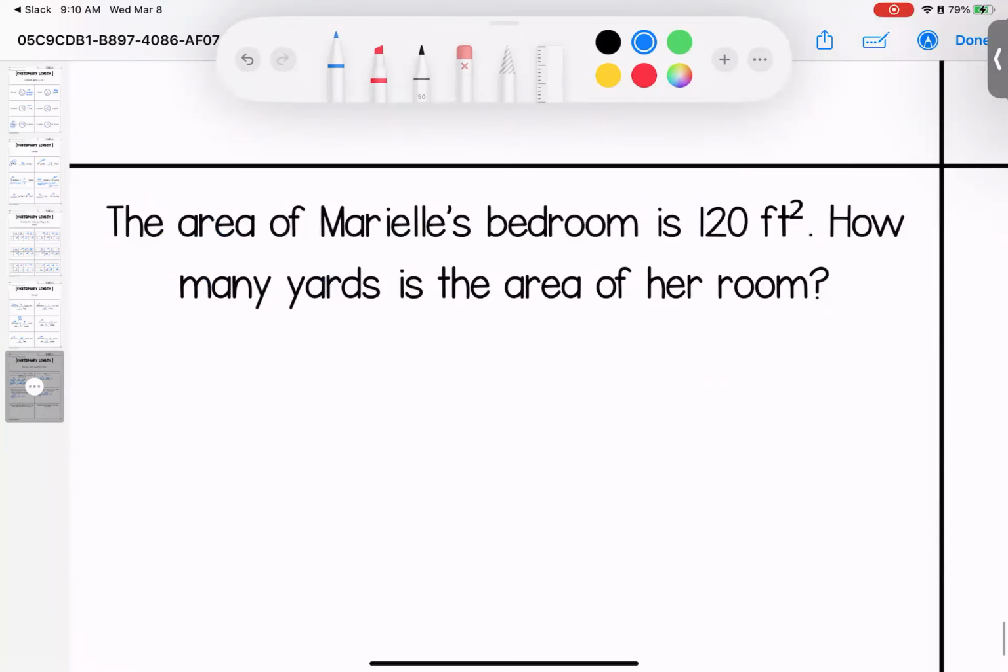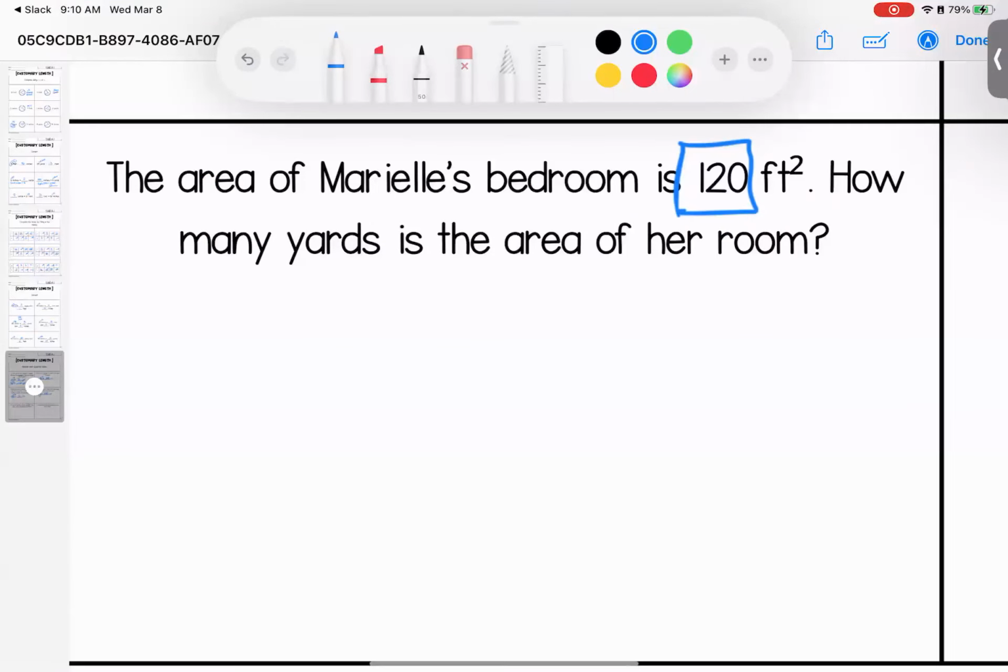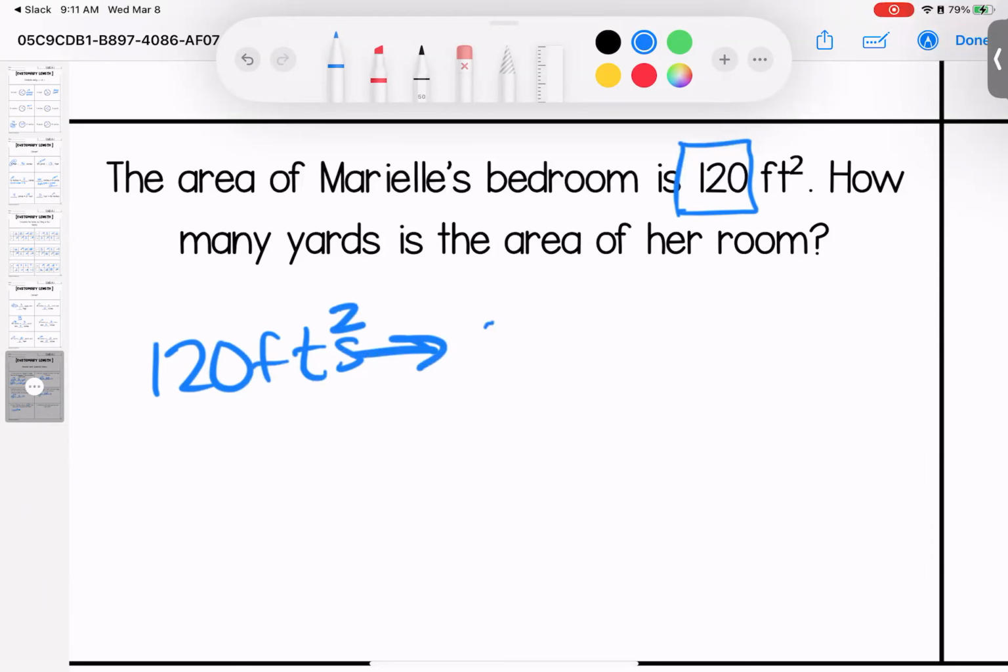The area of Mariella's bedroom is 120 feet squared. How many yards squared is the area of her room? So I want to take my 120 feet squared and I want to write it as yards. So even if you couldn't remember the formula for area, we're just converting the answer. There are 3 feet in a yard. When I divide that, I get 40 yards.